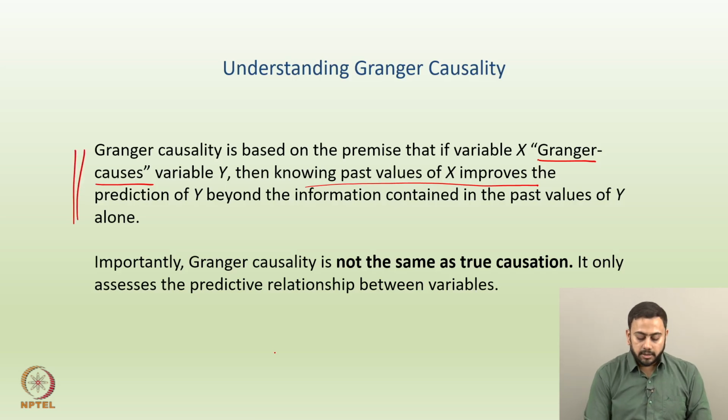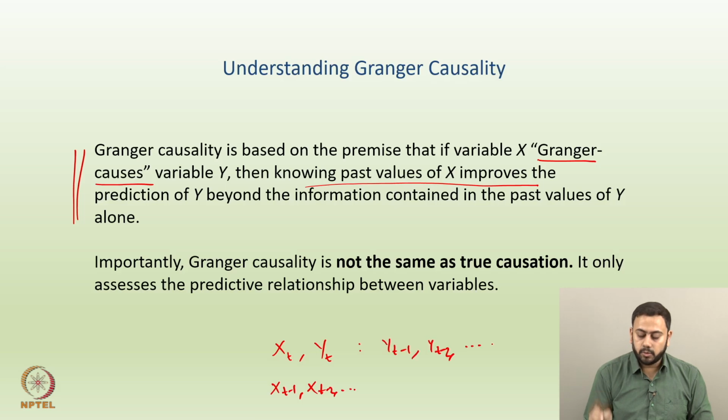So let us say you have two variables x and y, and assume that x Granger causes variable y. Let me write xt and yt, since we are dealing with time series structure. So xt and yt are two different time series, and each of these series would have its own past information in the form of lags. So xt minus 1, xt minus 2, etc. Similarly, yt would also have its own past lags: yt minus 1, yt minus 2, etc.